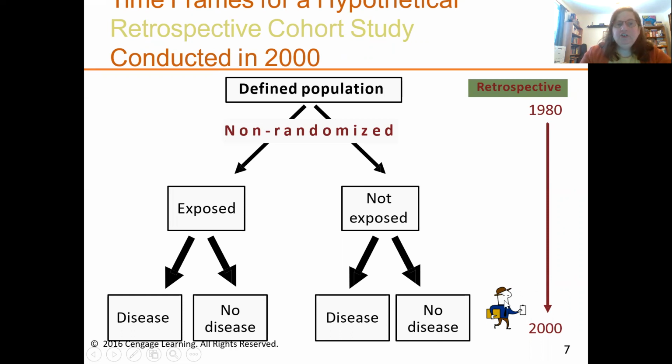So you're starting here in the year 2000. And then you're looking backwards to see who our exposed and not exposed groups were. Now, we'll talk about case control in a little while, and I just want to be clear that even though we're starting here, this is still considered a retrospective cohort study because of the direction we're looking at it. Okay. All right.